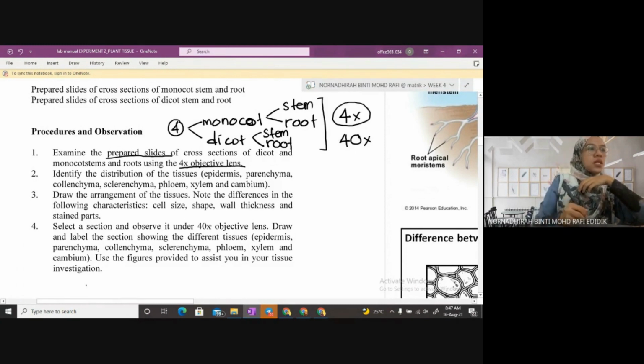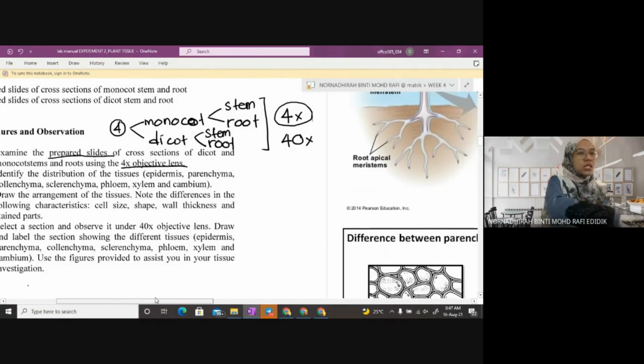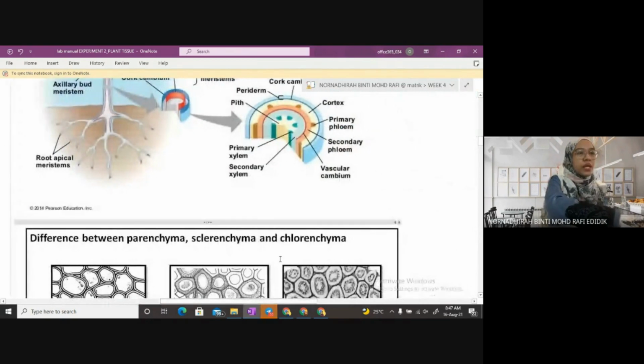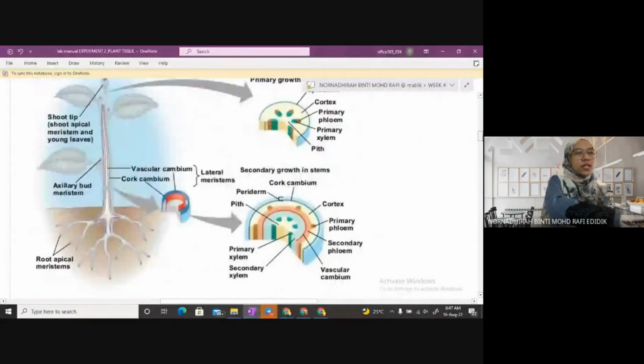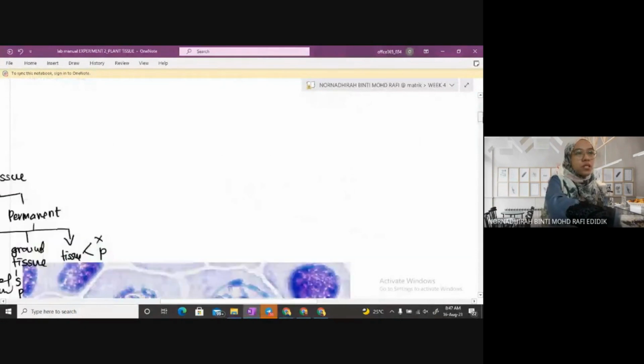So kat sini you have to identify, daripada 4 times tu you guys kena identify the distribution of the tissue. Nanti you guys akan tengok lah di mana epidermis, di mana parenchyma, collenchyma, sclerenchyma, xylem and cambium. Cambium biasanya dia kat tengah ni. So ni contoh yang you guys akan tengok under 4 times objective lens.